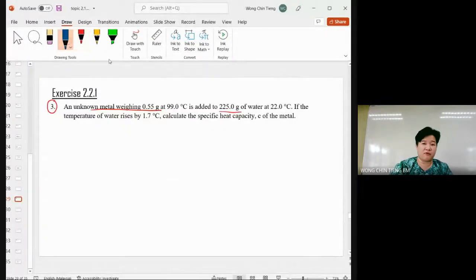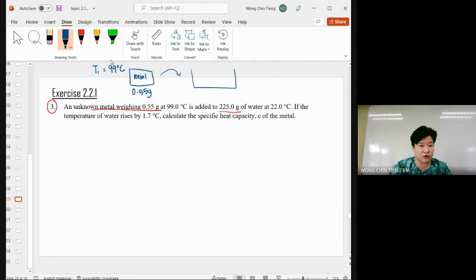So what do I have? First and foremost, I have a metal. This metal right now weighs 0.55 gram. The initial temperature of this metal, T initial of this metal, is 99 degrees Celsius. What I do is I'm going to put this metal into a beaker of water, where the mass of the water is 225 grams. The T initial of the water is 22 degrees Celsius.